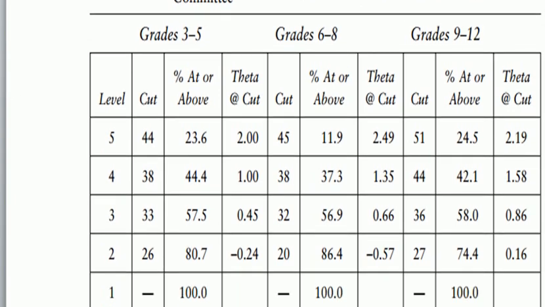And so on at level 1 for all grades. For grades 3 to 5, level 1, percentage at or above is 100%, grade 6 to 8 is 100%, and grade 9 to 12 is equal. So this was the detailed description of the cut scores and percentages from level 1 to 5, which I discussed in the previous slide.